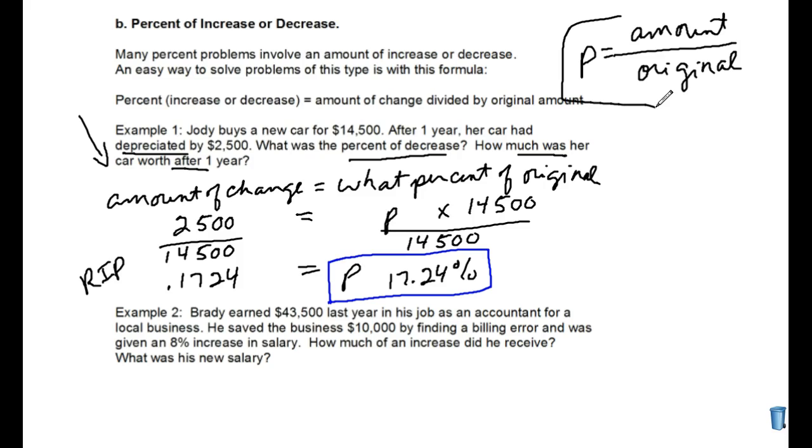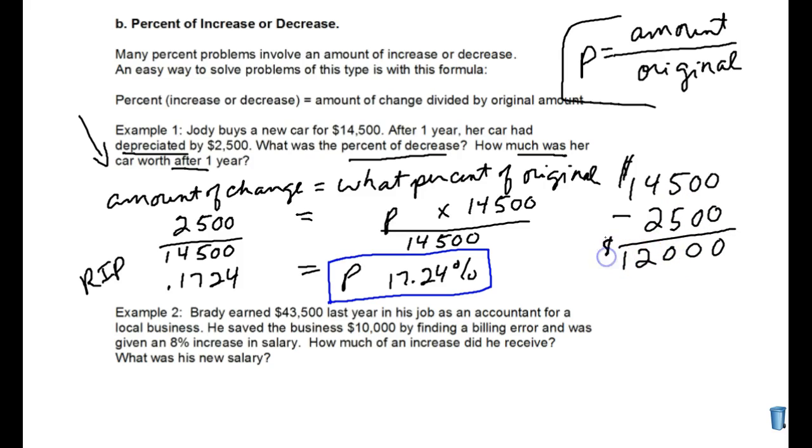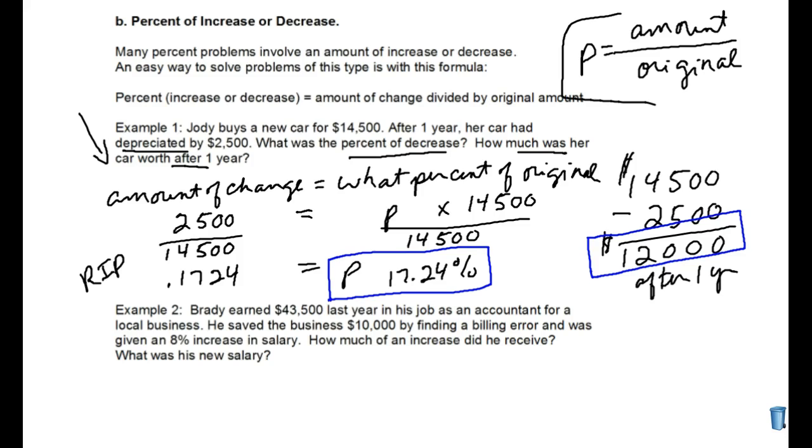Then we want to know how much your car was worth after a year. Well, it started off with $14,500 and it lost or subtracted $2,500. That means it was worth $12,000 after 1 year. I know that it seems kind of silly to write out that subtraction problem, but it's important to see what numbers you're using and where you're coming up with them and what you're doing with them on some of these. So please do show your addition or subtraction so that I can know kind of what's going on.